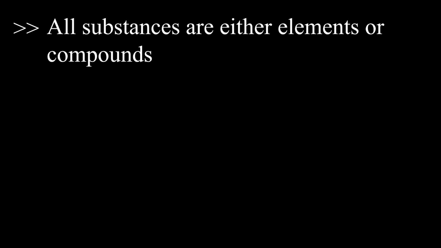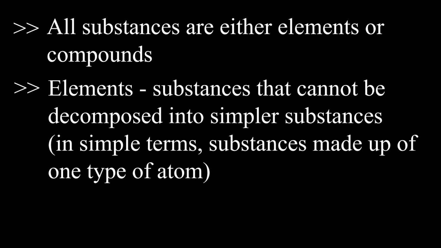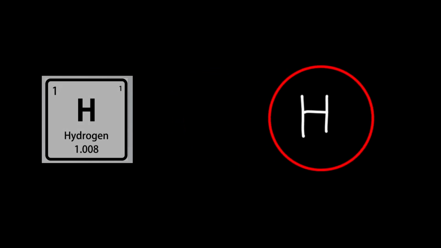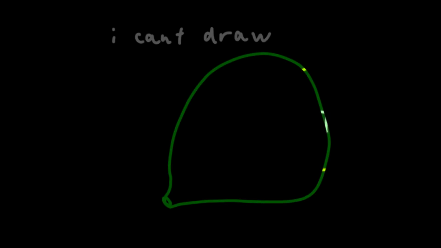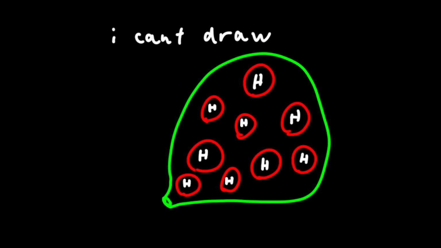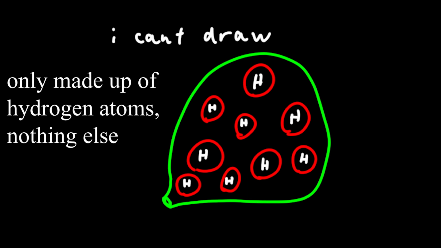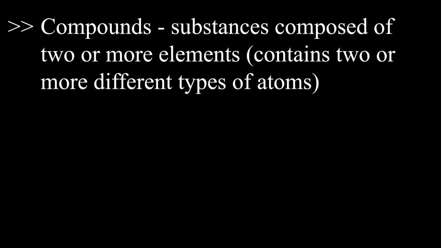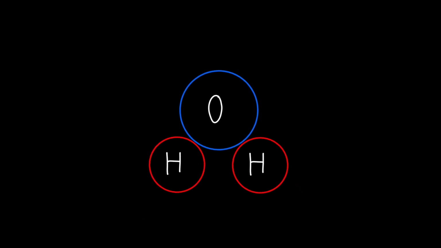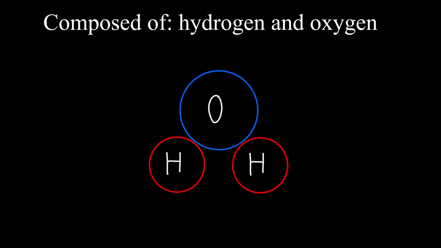All substances are either elements or compounds. Elements are basically substances that are made up of only one type of atom. For example, hydrogen is an element because it's only made up of one type of atom, the hydrogen atom. If we had a balloon filled with pure hydrogen, the hydrogen in the balloon is only made up of hydrogen atoms, nothing else. Meanwhile, compounds are substances that are made up of 2 or more different types of atoms. For example, water is a compound because it's made up of 2 different types of atoms, hydrogen and oxygen.